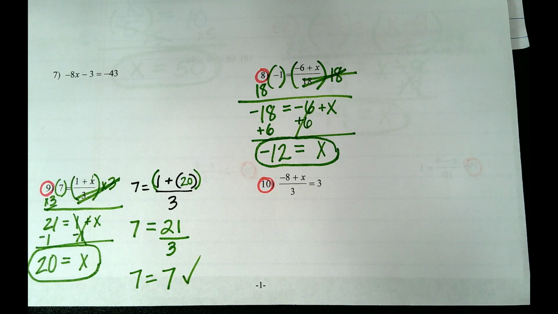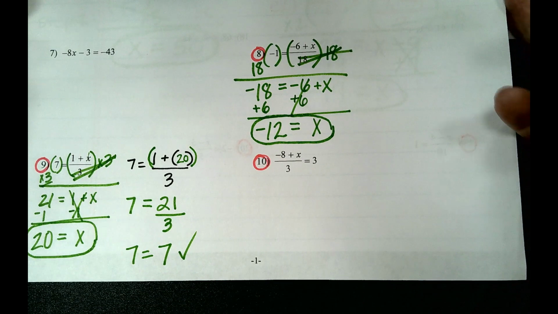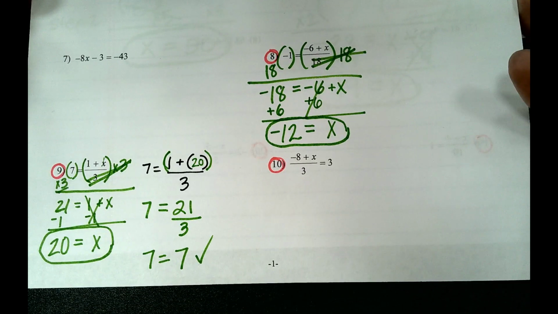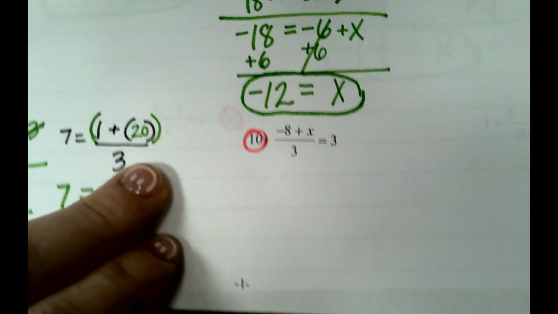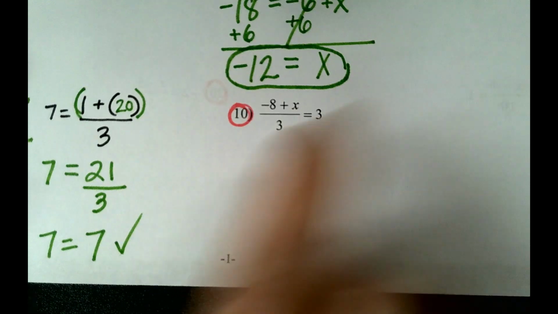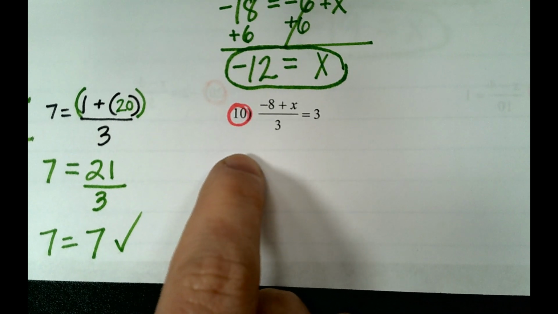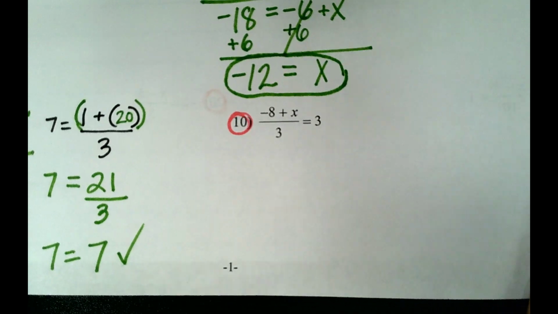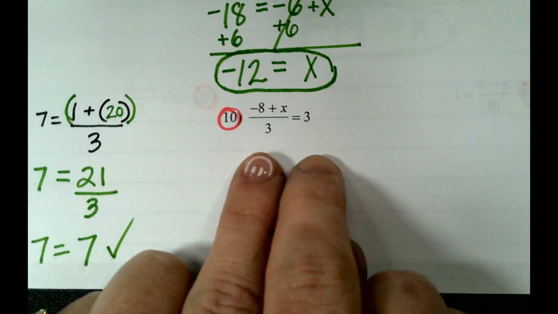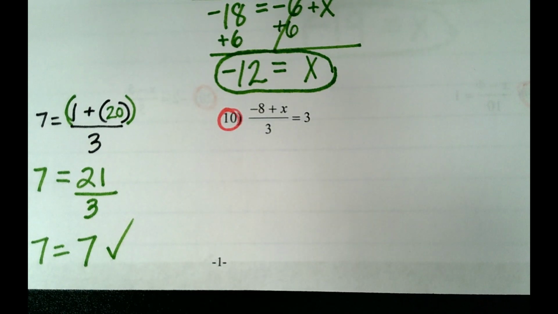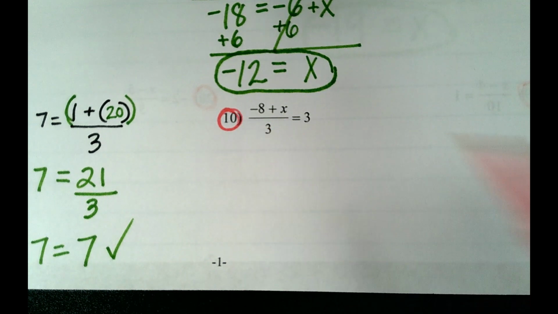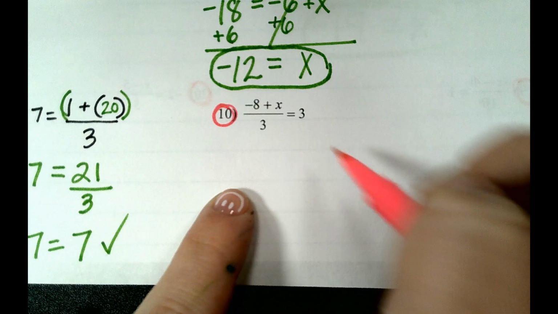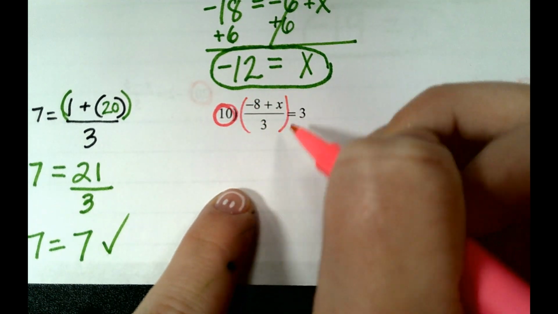Okay, so we are back, and we are on number 10 now. This is another one where we have one side of the equation all in a fraction. So what do I have to do first for number 10? Get rid of that 3, right? Okay, so how do I get rid of divided by 3? Times 3. Good. So I'm going to do times 3.